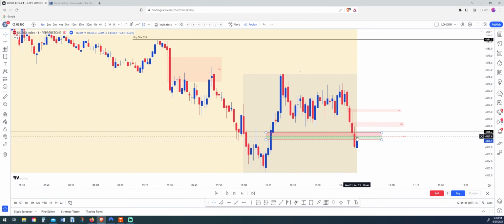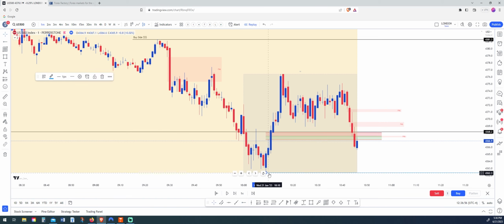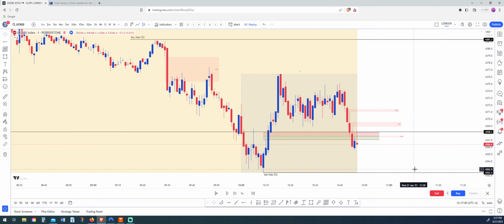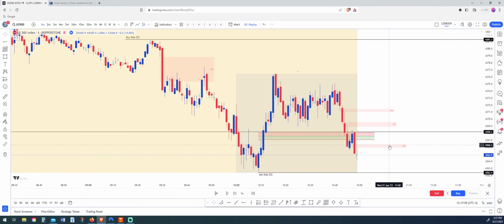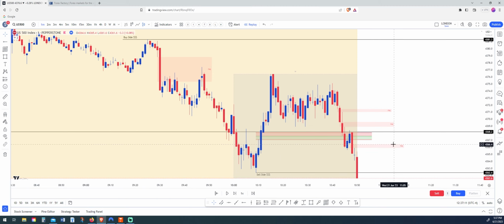Actually rejecting from the 50% now lower, so it's potentially inverted this fair value gap. ICT has mentioned these before, inversion fair value gaps. So it could be acting as resistance now, meaning that the sell side down here, again kind of respecting the fair value gap. Yeah, pulling away now. Fair value gap there, so yeah, definitely a short trade.